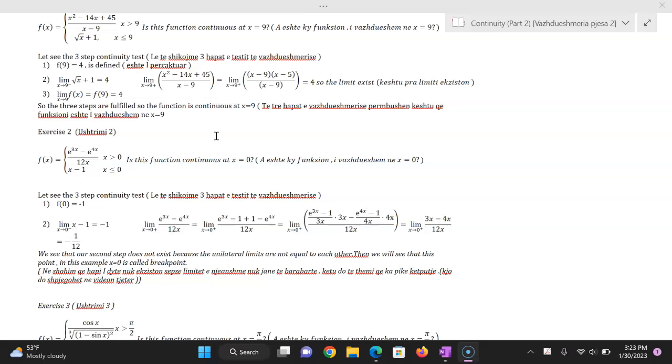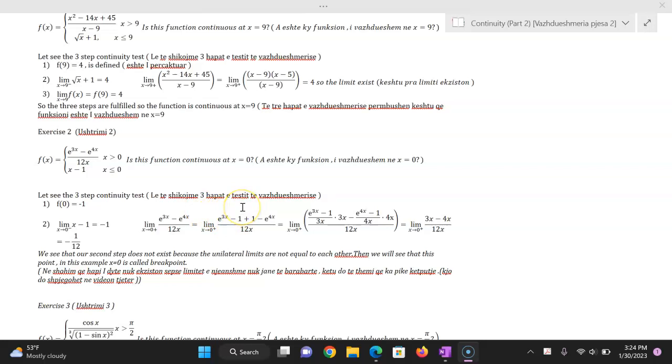For the second step, we have to see the left and the right limit again. The limit when x approaches 0 from the left of x minus 1 is equal to minus 1. Now the limit when x approaches 0 from the right of e to the 3x minus e to the 4x over 12x. From the important limits, we know that the limit when x approaches 0 of e to the x minus 1 over x is equal to 1. So we have e to the power of 3x and e to the power of 4x, and we need to transform them into the form of e to the x minus 1 over x.